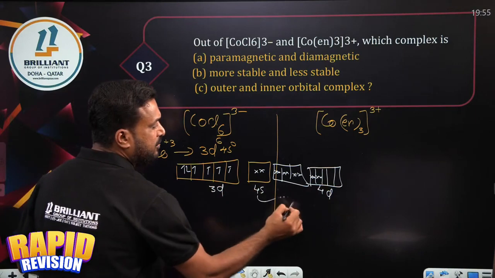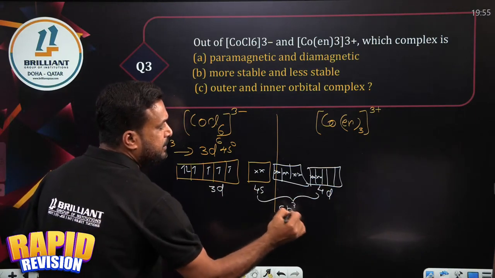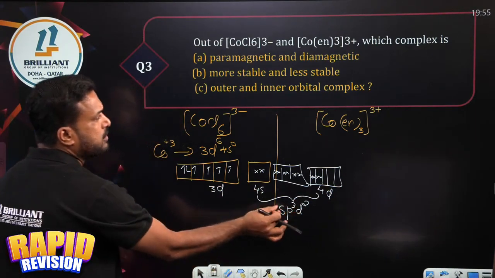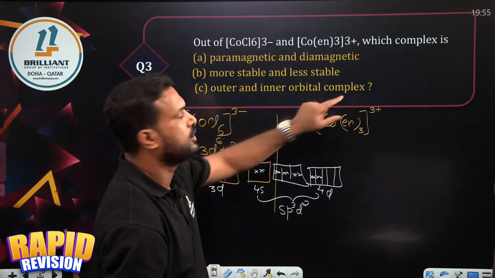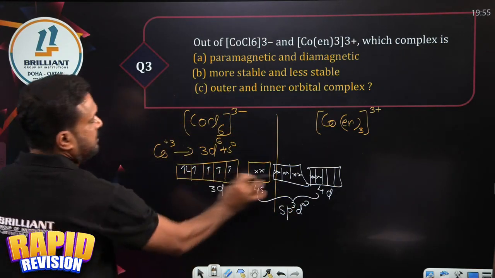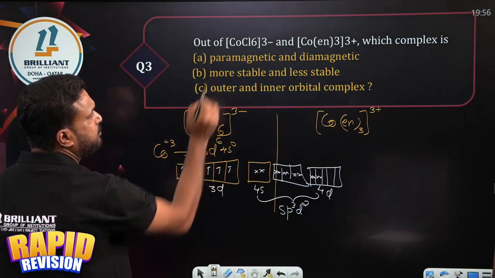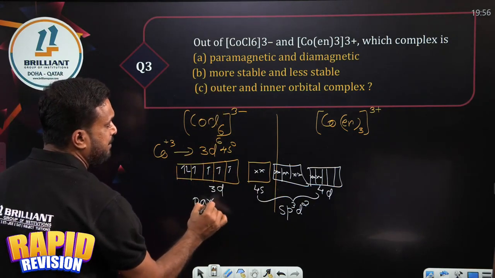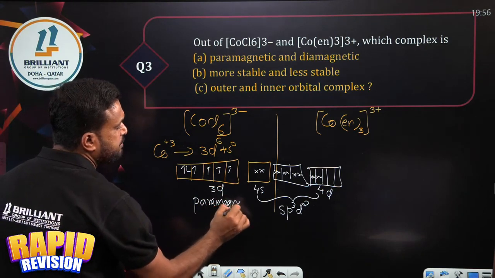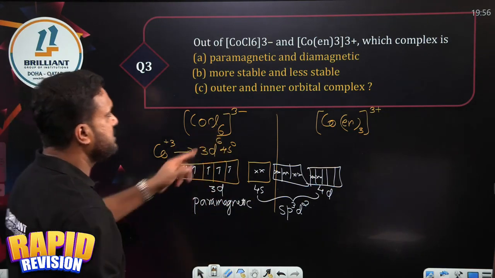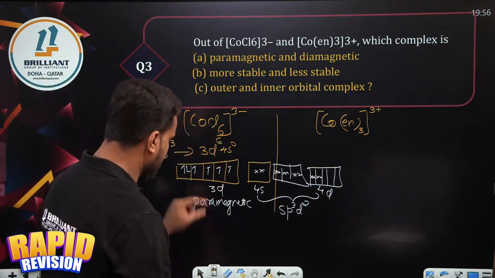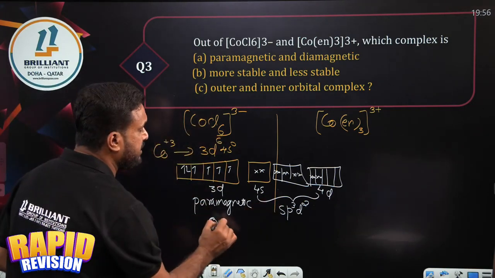So what is the hybridization over here? Here the hybridization is sp3d2. Why did I write this one? Because they are asking whether it is an outer or inner orbital complex. By writing this electronic configuration of the d electrons, we came to know that this is what? Paramagnetic. So which one is paramagnetic? CoCl6 3 minus is a paramagnetic one. Yes, very good. This is an outer orbital complex.